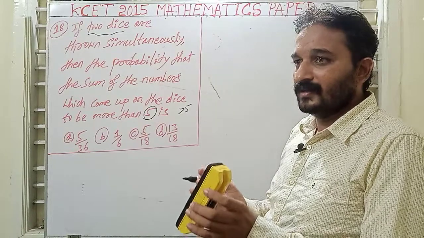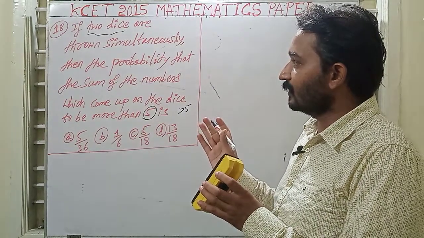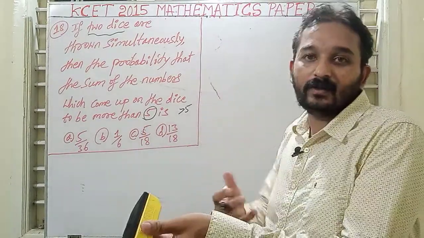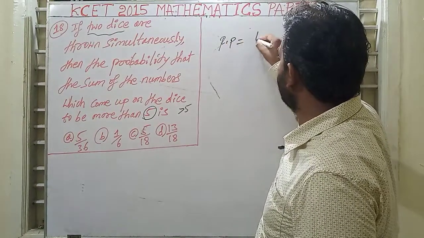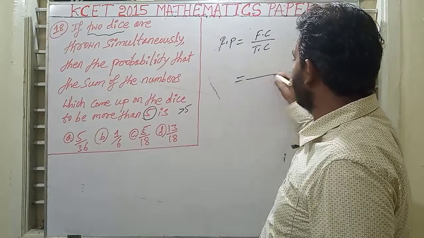Okay, simple. This problem is based on the formula: probability is nothing but favorable case by total case. So the required probability is equal to favorable case divided by total case. The total case we know is 36.